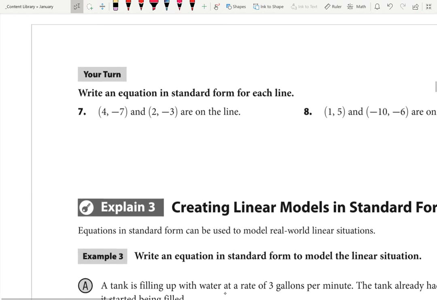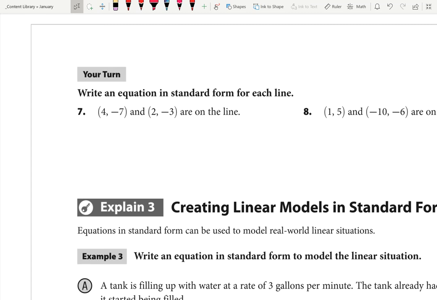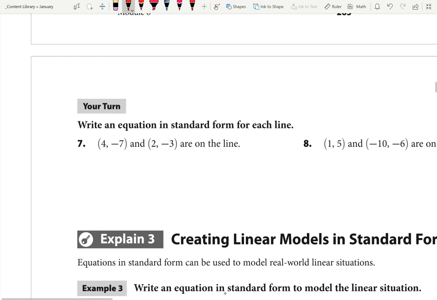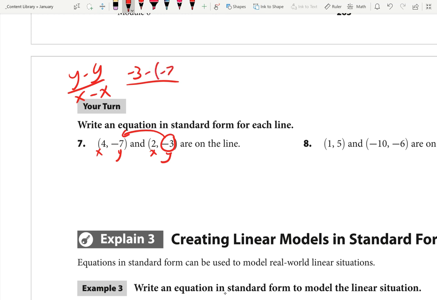So let me zoom in on these. So remember, the first thing we need to do is find the slope, which means y value minus y value. So the y's go on top. Y minus y on top, x minus x on bottom. So the y's are negative 3 and negative 7. So we'll have negative 3 minus negative 7. And the x's will be 2 minus 4.